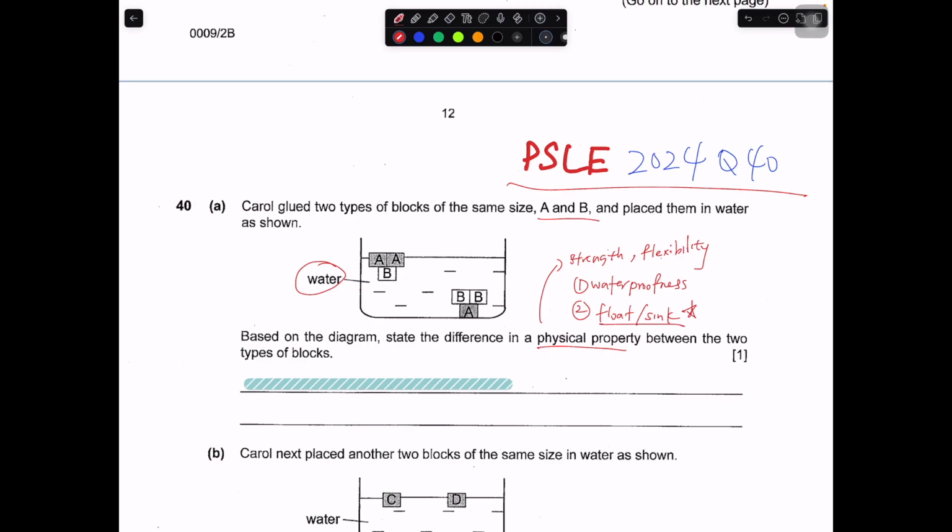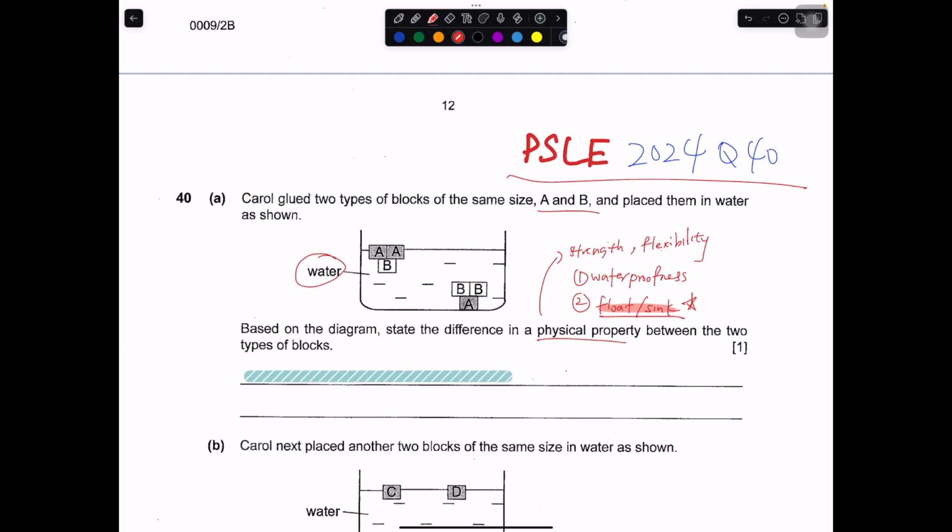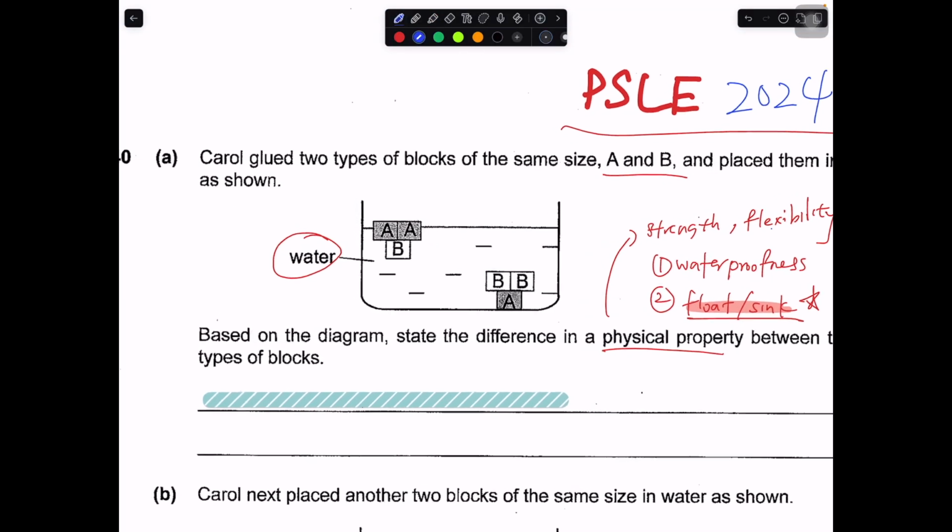So in this case, very clear cut. This is a case of float or sink, nothing to do with waterproofness. So the difference in physical property is related to float or sink. That means either one sinks and one floats. So let's take a look.